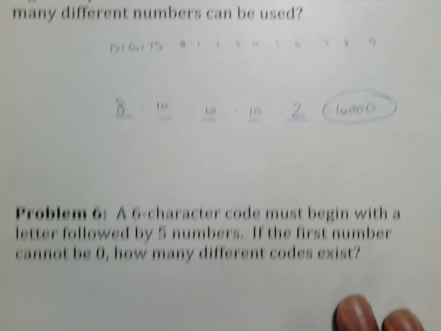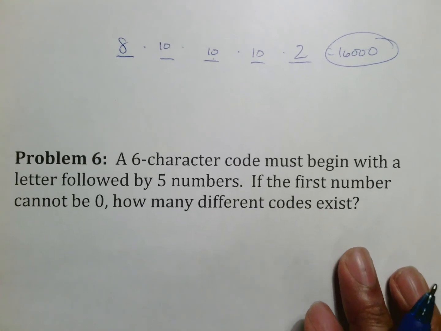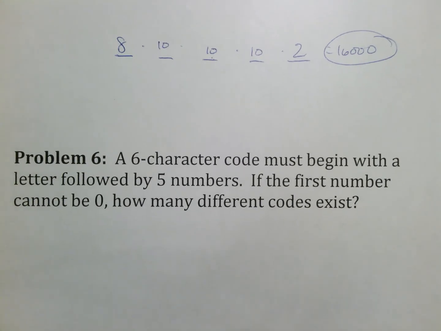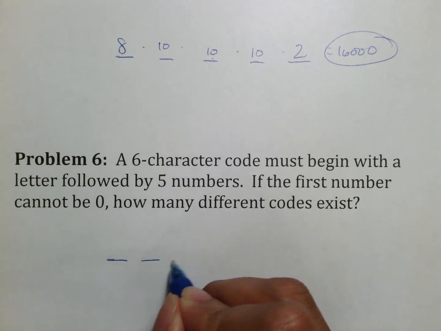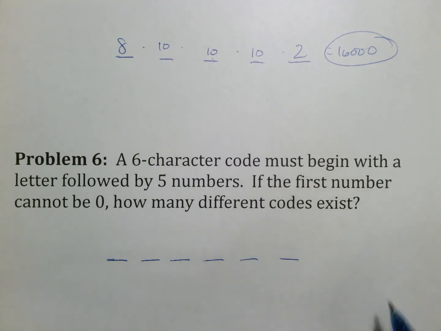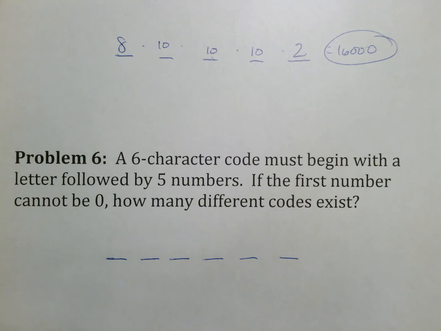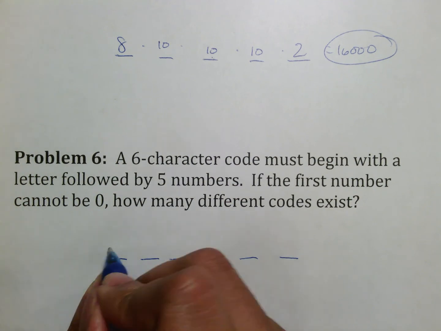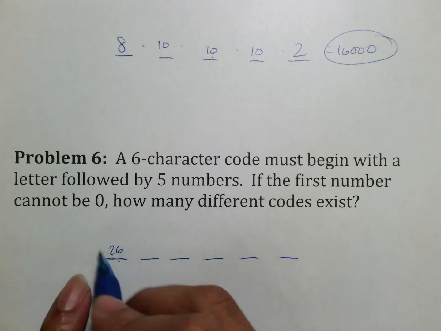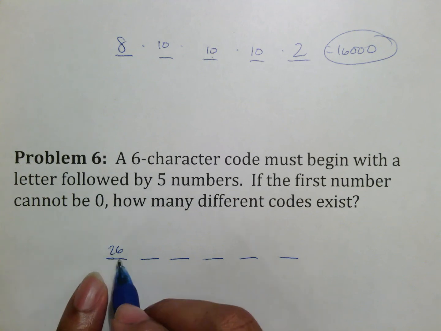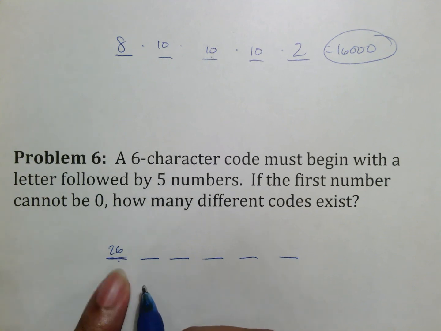Or you could talk about something like this, a 6-character code beginning with a letter followed by 5 numbers. So again, a letter followed by 5 numbers: letter, number, number, number, number, number. 6 choices altogether. Again, it's a 6-character code. And again, the first number cannot be a 0. How many different codes exist? First thing is a letter, though. Well, how many letters do we have to choose from? That's 26 letters. You've got to understand there are 26 letters. I think you should know that. If not, I'm telling you now, there are 26 letters.